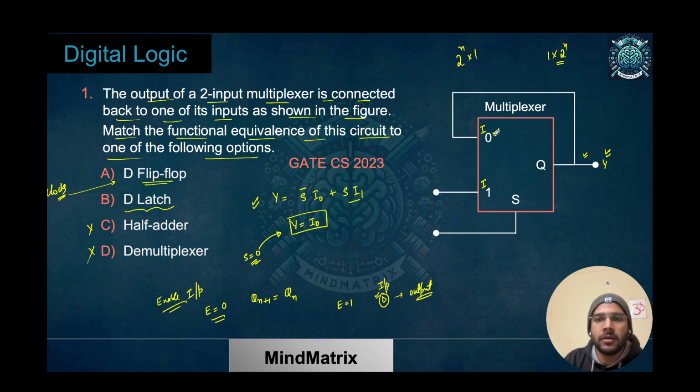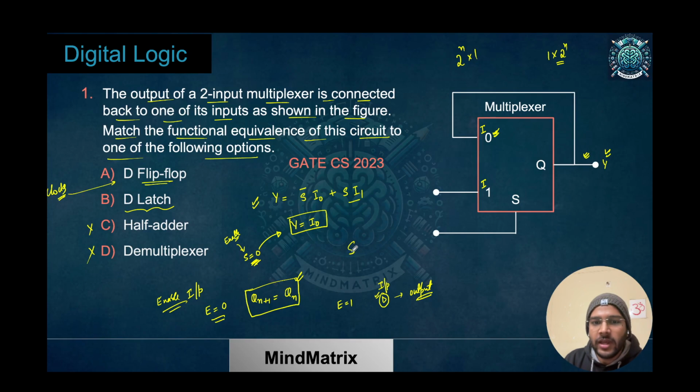That means the output is nothing but the previous state, because I0 is nothing but the previous output, right? We are giving the output of this multiplexer to the input I0. So in case of S equal to 0, Y is nothing but I0. We can clearly say that this S can behave like enable. So when enable is equal to 0, the current output will be the same as the previous output.